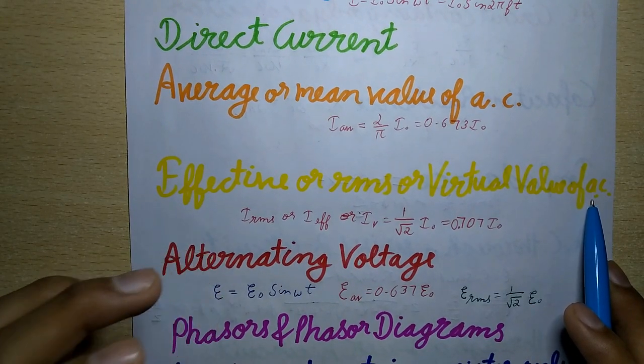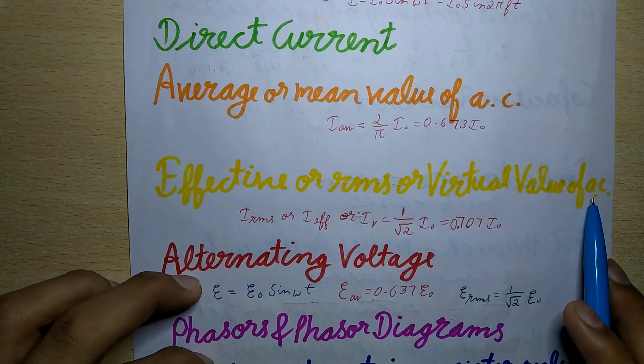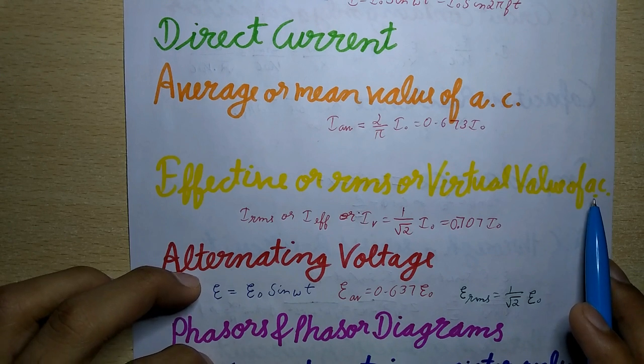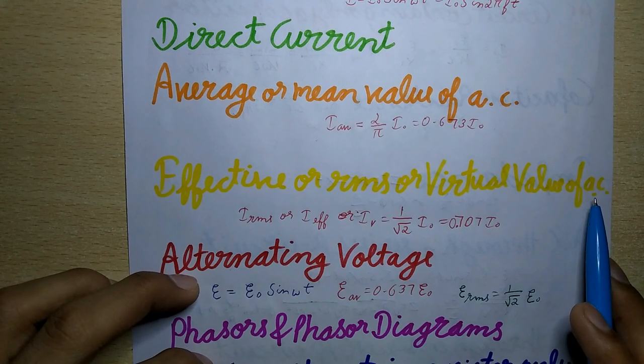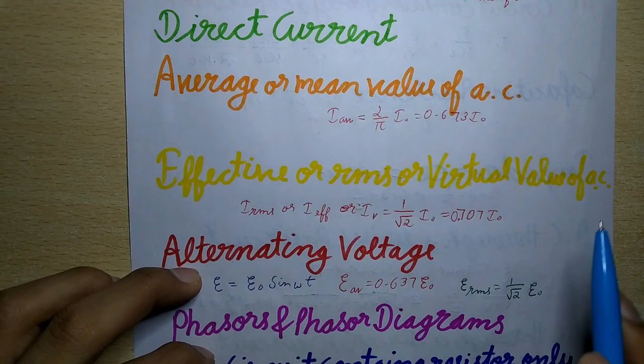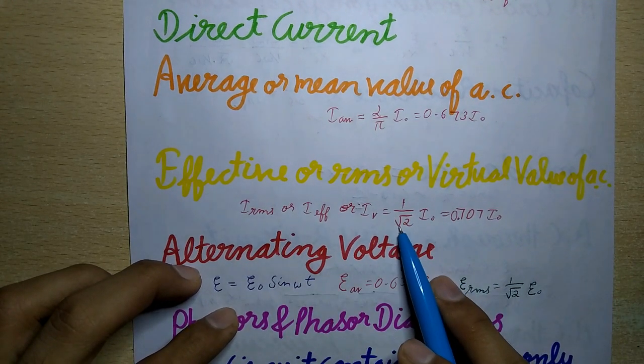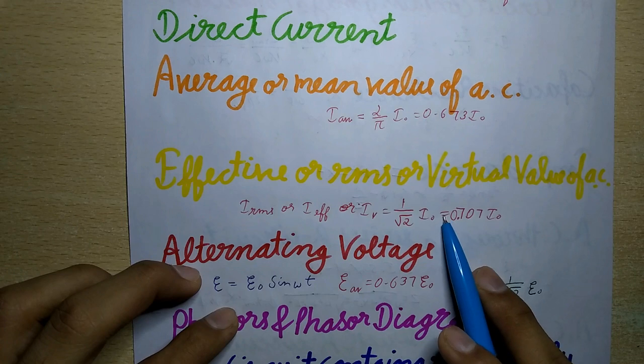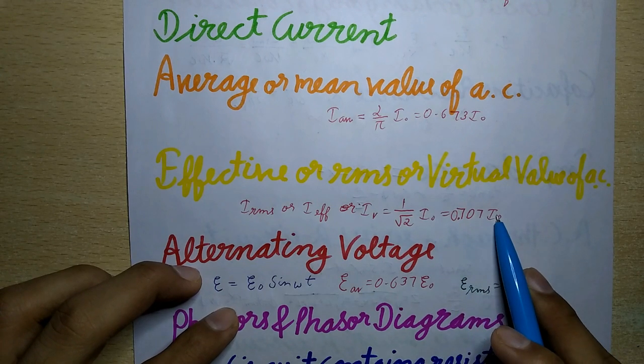Now next is effective or RMS or virtual value of AC. It is that value of direct current which produces the same heating effect in a given resistor as is produced by the given alternating current when passed for the same time. So its value is 1/√2 I₀, which is equal to 0.707 I₀.